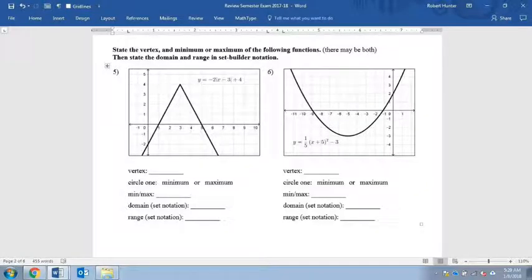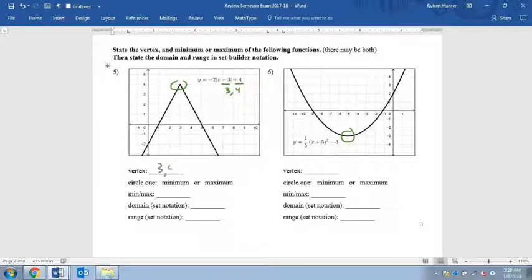Alright, this one says take the vertex and the domain and range and the minimums and maximums. Okay, so this is the same idea, but we're not doing intercepts this time. Remember a vertex is this point up here where it turns around, or this point down here where it turns around. And you can either A, find that point, or B, remember it's your (h, k), but you've got to flip the -3, so it's +3, +4.